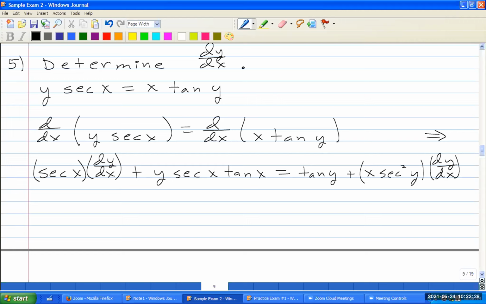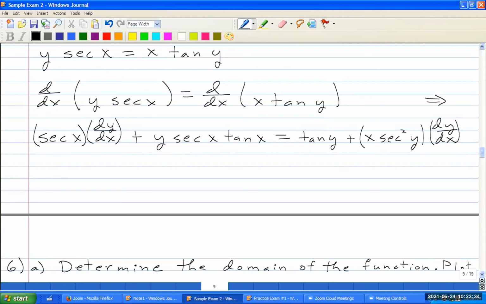Let's bring all the things involving dy dx to one side of my equation. So secant x minus x secant squared y times dy dx. And let's bring everything else to the right hand side of the equation. And so tangent y minus y secant x tangent x.